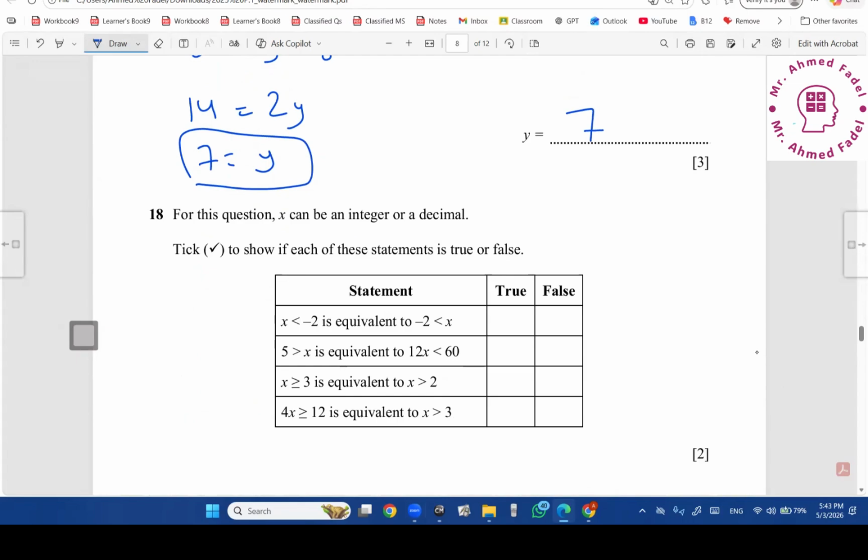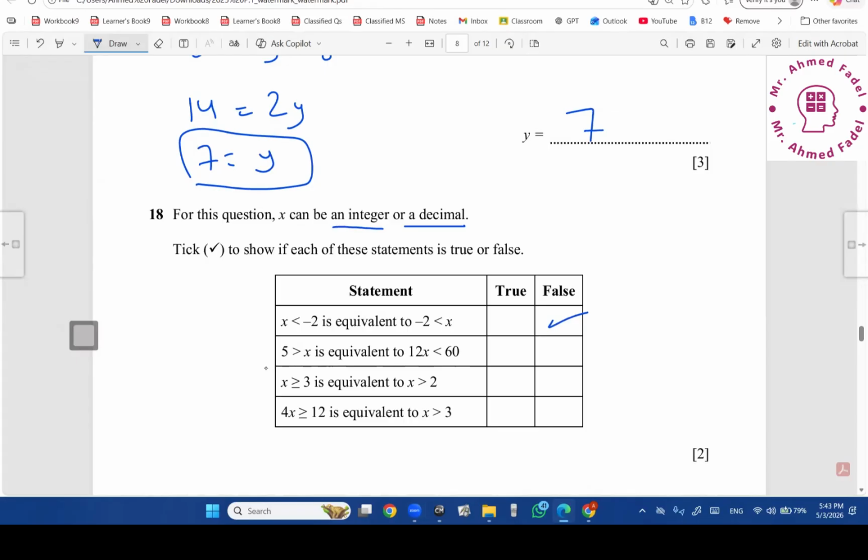All right, next. They're saying to you here in question 18, for this question, x can be an integer or a decimal. Tick to show if each of these statements is true or false. x is less than negative 2 is equivalent to negative 2 is less than x? Definitely not. Here they're saying that x is smaller, here they're saying that x is greater. So definitely false.